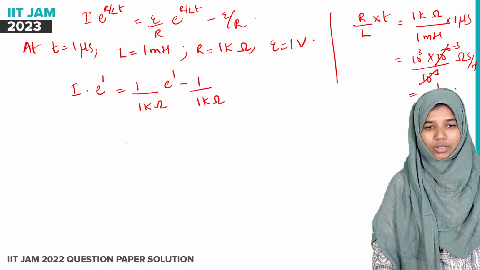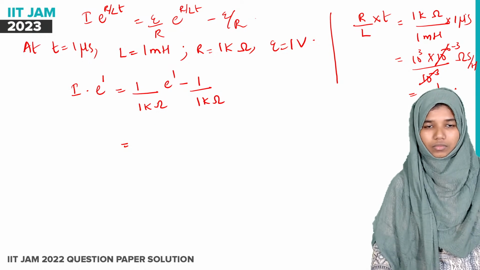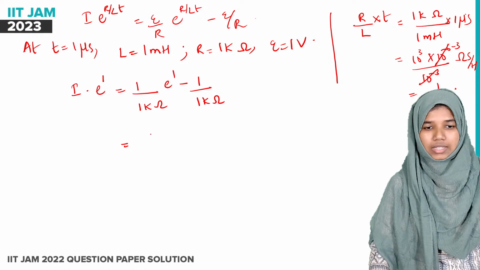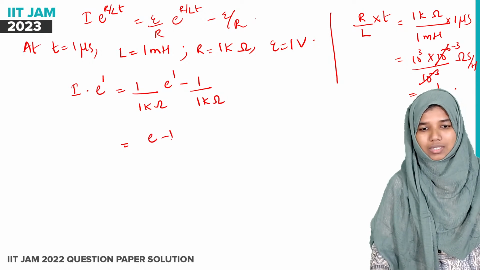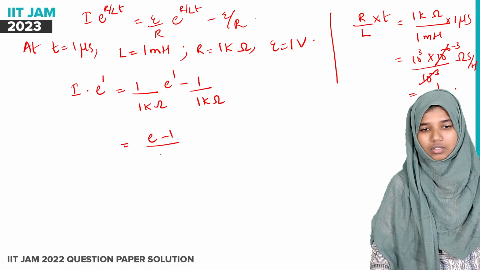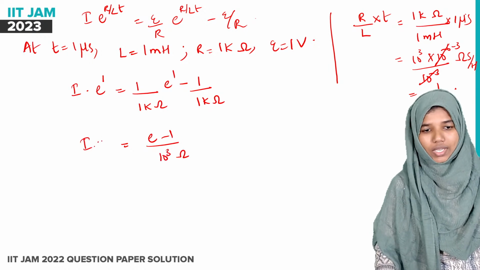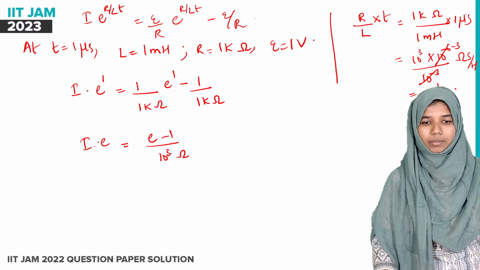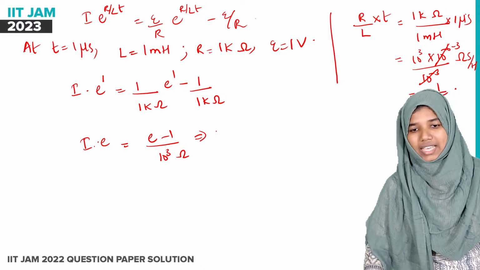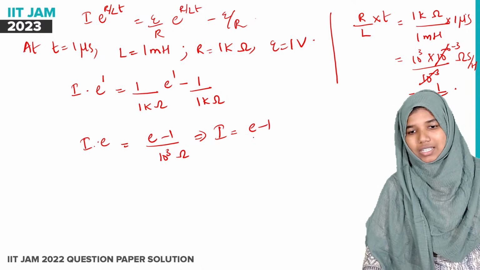Okay, so this is equal to E minus 1 by 1 kilo ohm, or 10 raised to 3 ohm. Okay, I into E is equal to E minus 1 by 10 raised to 3 ohm, which implies I is equal to E minus 1 by E.